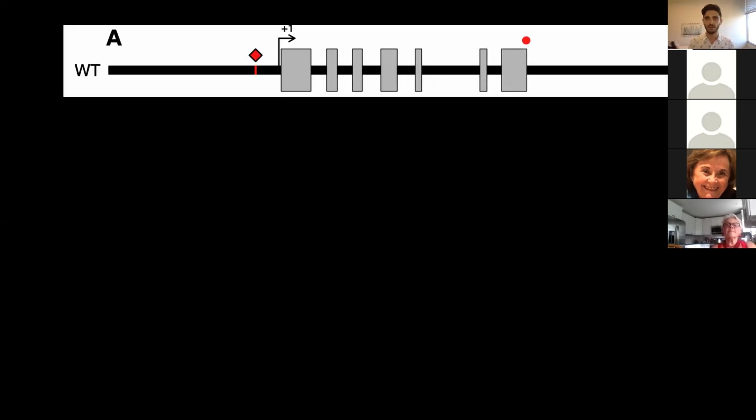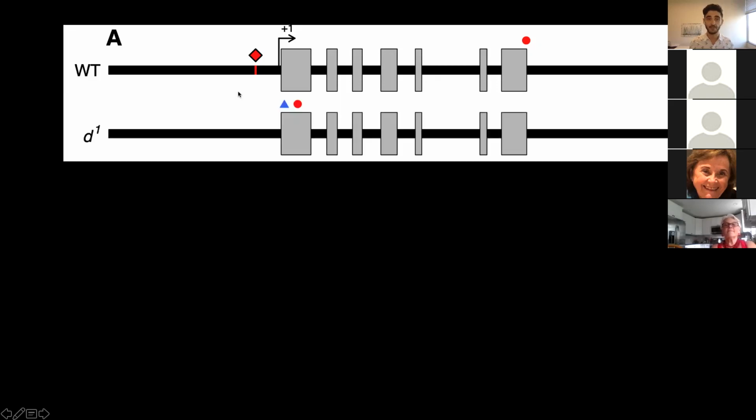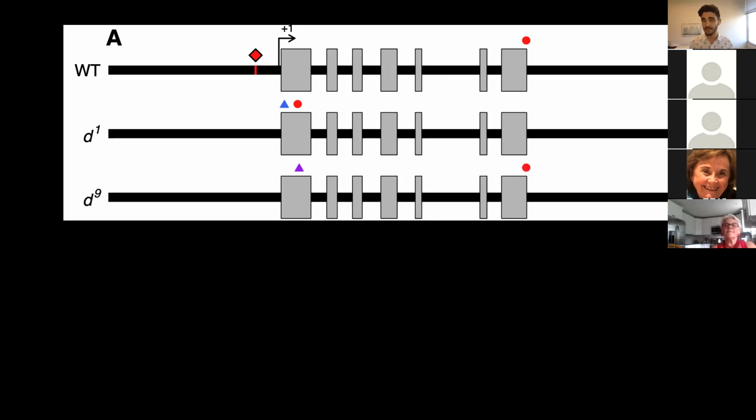This is a gene diagram showing the wild type, with the black line being the sequenced region. These gray boxes are exons. The red dot is a stop codon, and this red diamond is a known regulatory element. The most common mutation we found was this 1 base pair mutation, noted by this blue triangle, and that causes a premature stop codon in the first exon. Then we found a 9 base pair deletion.